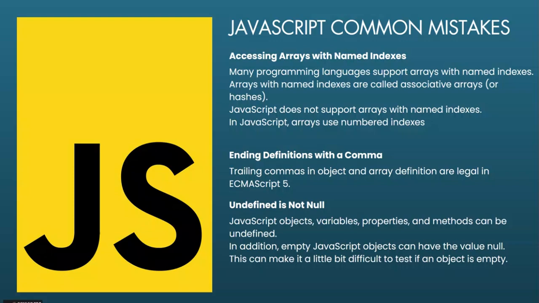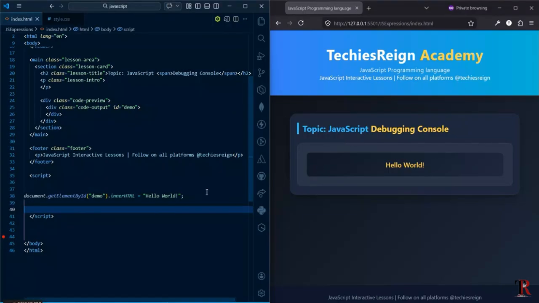Accessing arrays with named indexes. Many programming languages support arrays with named indexes. Arrays with named indexes are called associative arrays or hashes. So it looks like this, something like this.